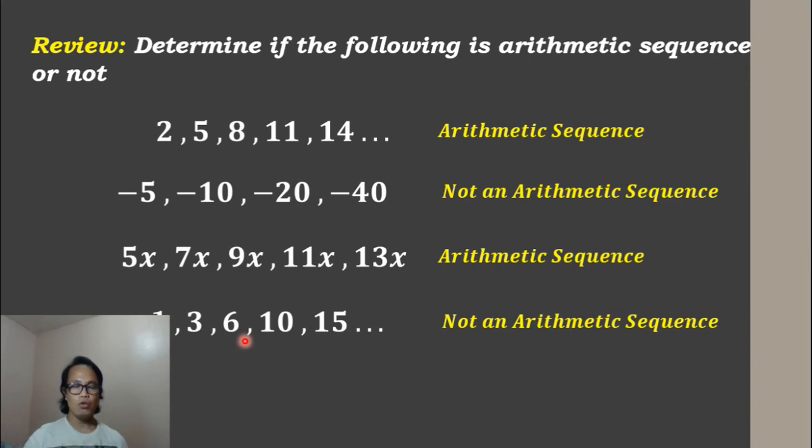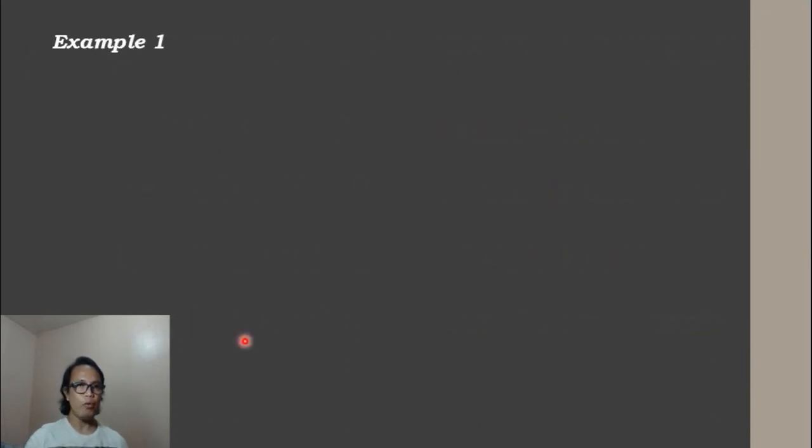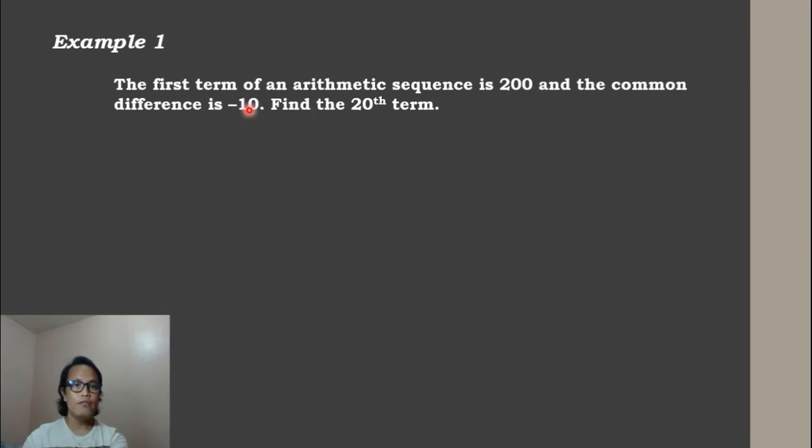Okay? So to proceed, we have example number 1, finding the nth term of an arithmetic sequence. Example number 1. The first term of an arithmetic sequence is 200 and the common difference is negative 10. You are to find the 20th term of the given sequence. First things first, since this is a problem, we need to identify what is given. Our first term is given.